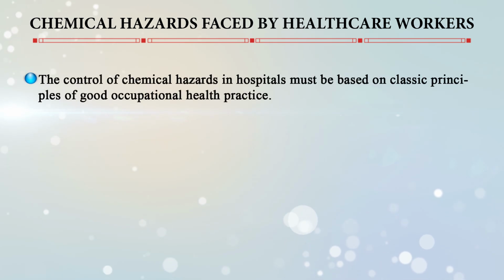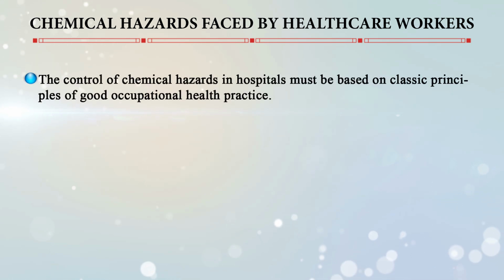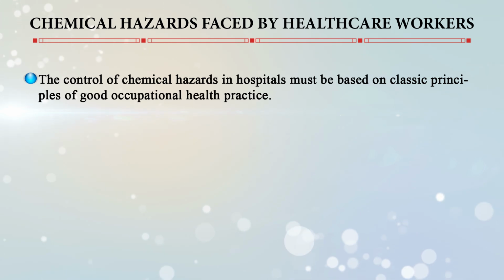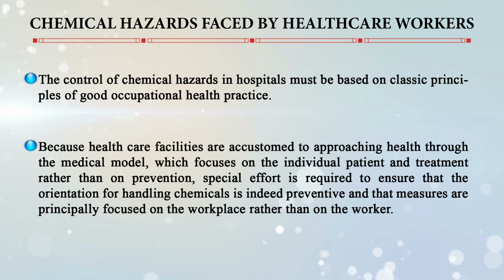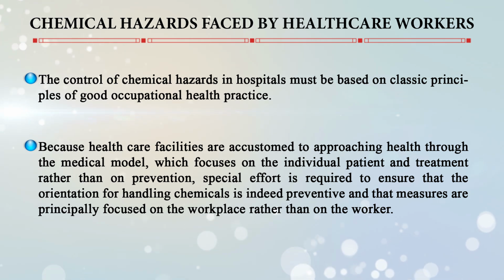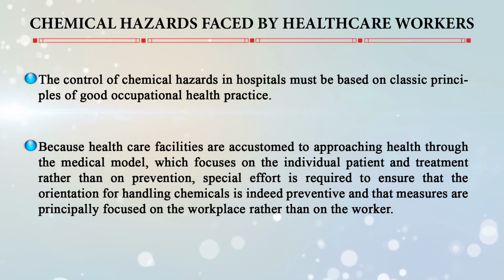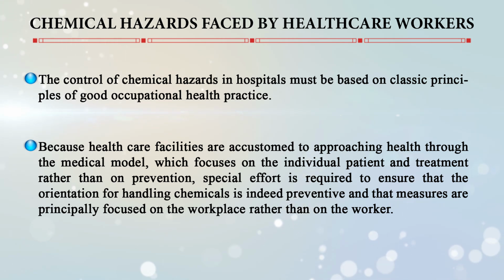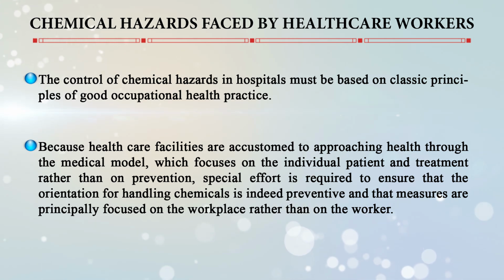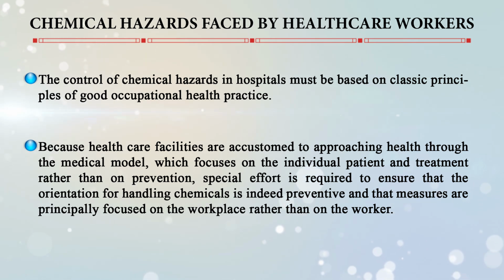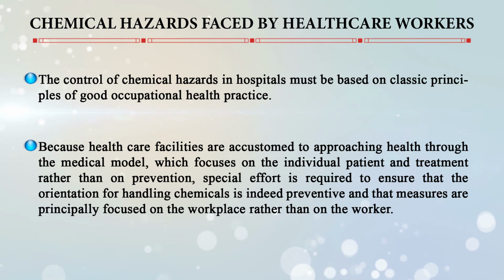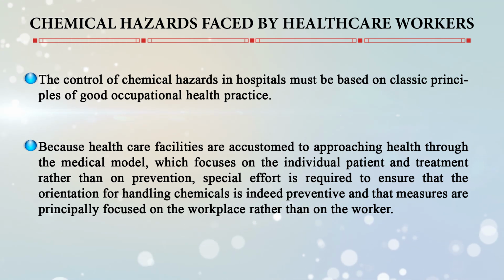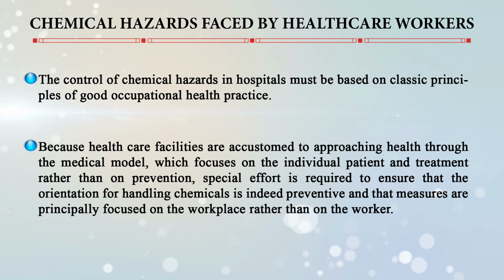So the control of chemical hazards in hospitals must be based on classic principles of good occupational health practice, because healthcare facilities are normally accustomed to approaching health through the medical model that focuses on the individual patient and treatment rather than on prevention. A special effort is required to ensure that the orientation for handling chemicals is preventive, with measures principally focused on the workplace rather than the worker.